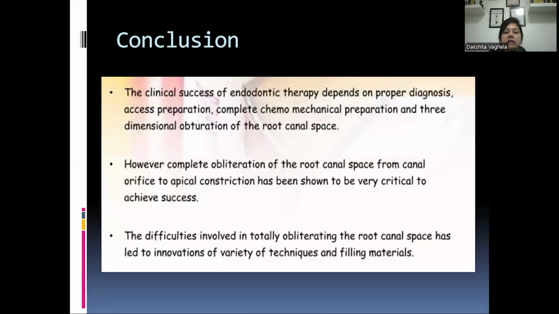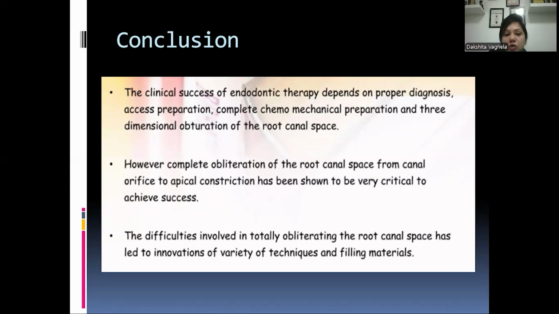So to conclude, the clinical success of endodontic therapy depends on proper diagnosis, access preparation, complete chemo-mechanical preparation, and three-dimensional obturation of the root canal space. However, complete obliteration of the root canal space from canal orifice to apical constriction has been shown to be very critical to achieve success. The difficulties involved in totally obliterating the root canal space have led to innovations of a variety of techniques and filling materials.